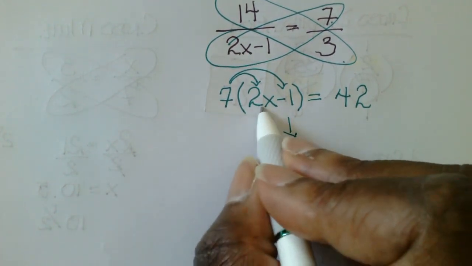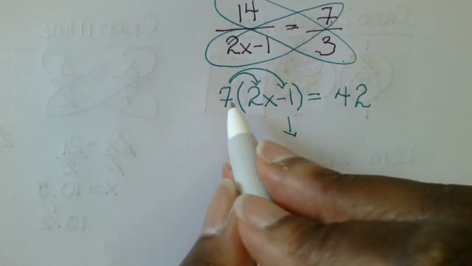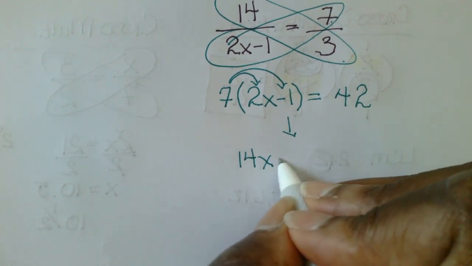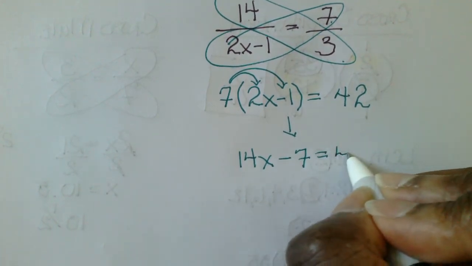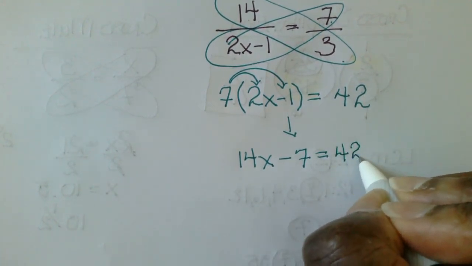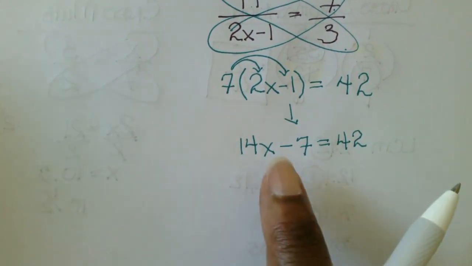So 7 times 2, that gives us 14x. 7 times -1 gives us a -7. And then I bring down the equals 42. So I want to solve this for my x.